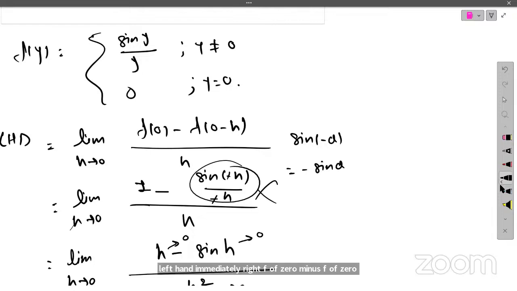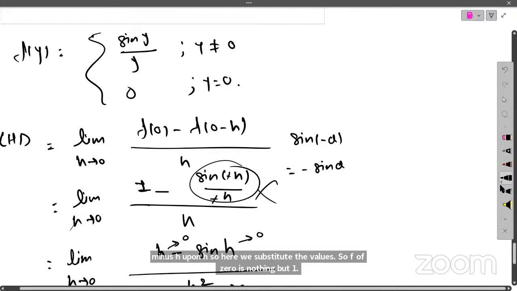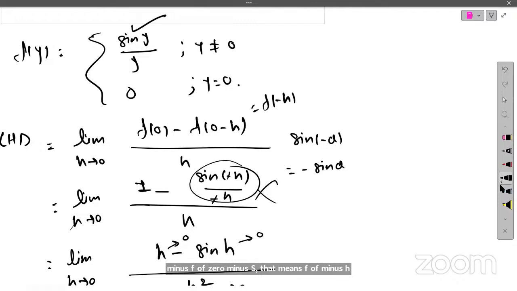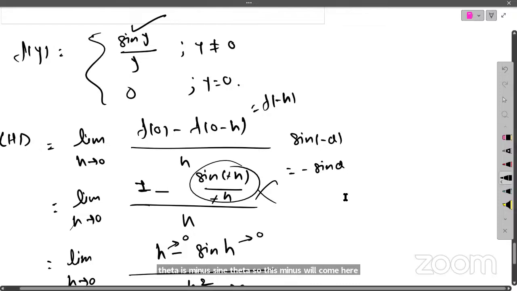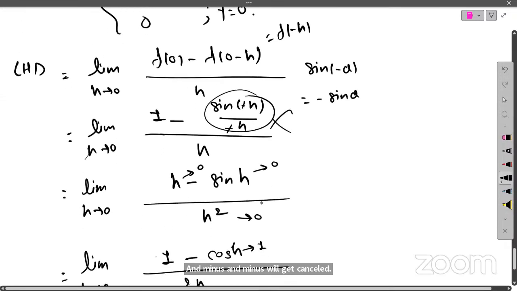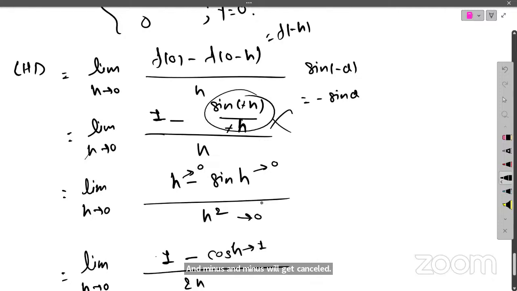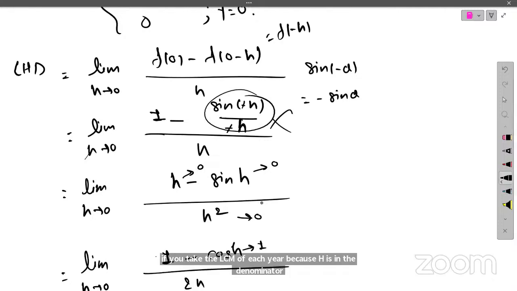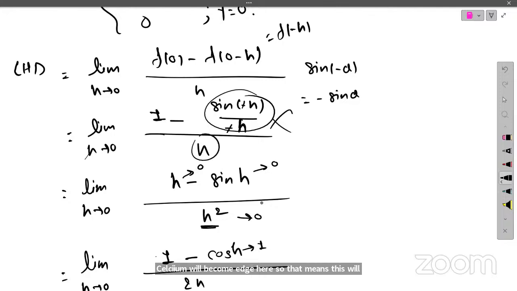So f of 0 is nothing but 1, minus f of 0 minus h, that means f of minus h. So here we have to use this expression, that will be sin of minus h upon h. But we know that sin of minus theta is minus sin theta. So this minus will come here, and the minus will get cancelled. If you take the LCM of h here, because h is in the denominator, the LCM will become h. So this will become h minus sin h, and in the denominator we will get h squared, since this h and this h become h squared.